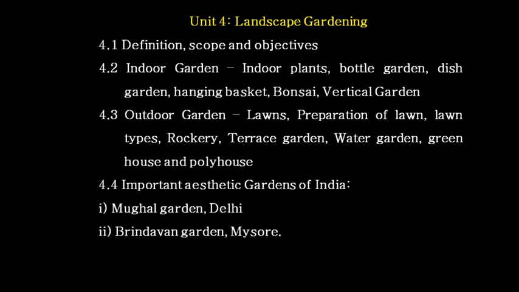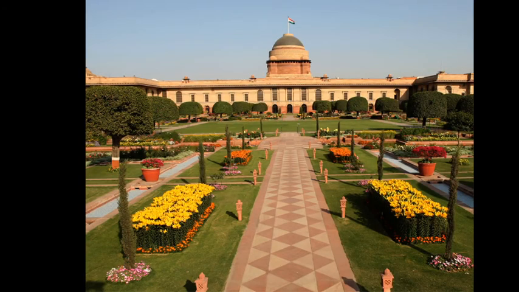So I am just giving you a superficial view about the syllabus and what I am going to teach you in this semester of this paper number 12, that is horticulture. So we are at the end of the paper. Before closing my lecture, I would like to show you Mughal Garden and Brindavan Garden. You can see this photograph. This is of Mughal Garden from Delhi. You can see how the landscape designing and structure have been done, how there are ornamental plants, how there are pathways.